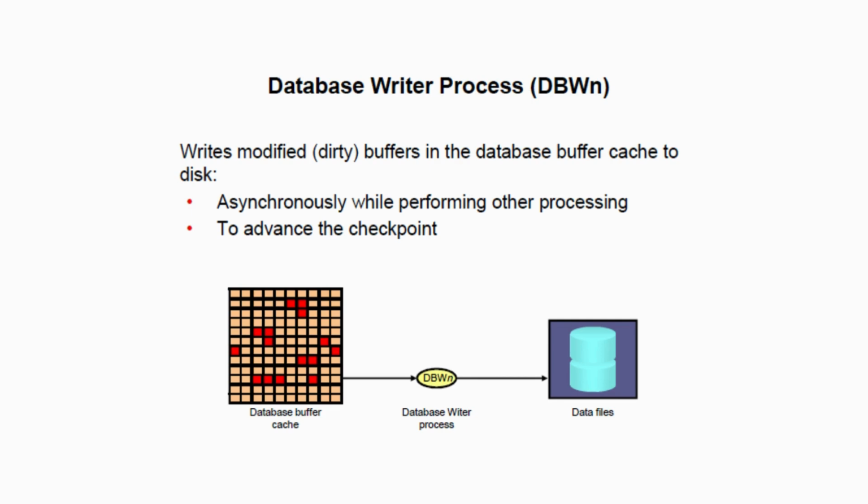The additional processes are named DBW1 through DBW9, DBWA through DBWZ, and BW36 through BW99. These additional DBWn processes are not useful on uniprocessor systems.